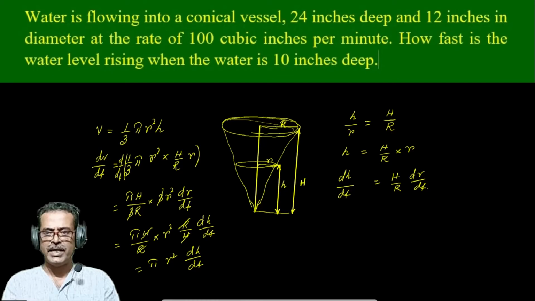Conical vessel 24 inches deep, that is capital H is 24, and 12 inch in diameter. So this R is equal to 6. At the rate of dV/dt is equal to 100 inches per minute. How fast is the water level rising when water is 10 inch deep? So h is equal to 10 inch and r you can calculate from this value and put this value.